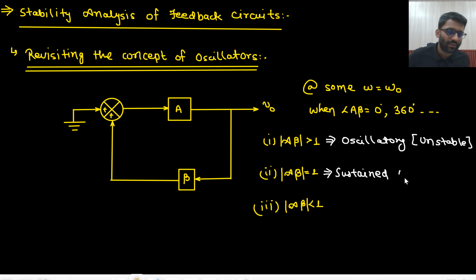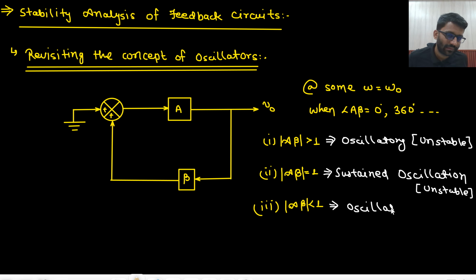So with sustained oscillations, the system is still unstable only. And if A beta is less than 1, that means the oscillations die down, and if oscillations are dying down, that means the system is stable.